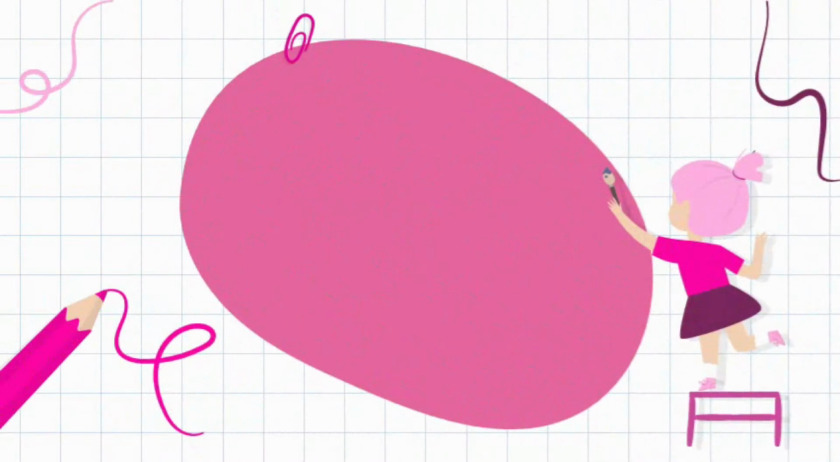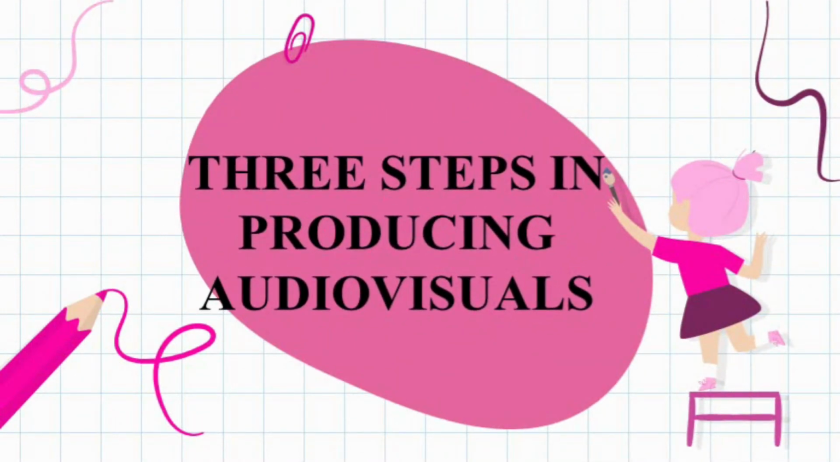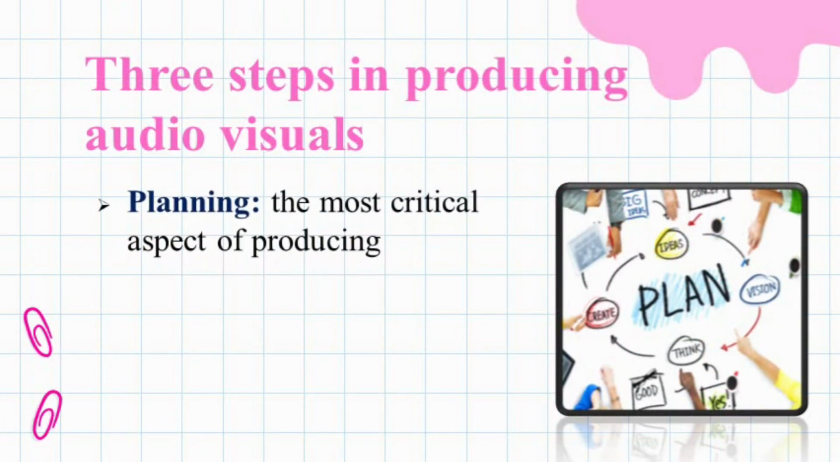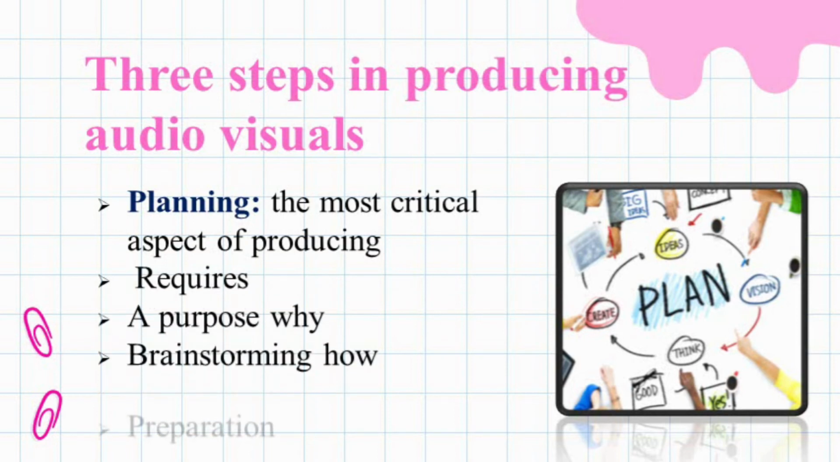Let's have the 3 steps in producing audiovisuals. First is planning, the most critical aspect of producing. Requires a purpose why, brainstorming how, preparation. Planning is also a process of setting goals and defining the actions required to achieve goals. Planning provides motivation and commitment. People are not motivated when they do not have clear goals and do not know what is expected of them.